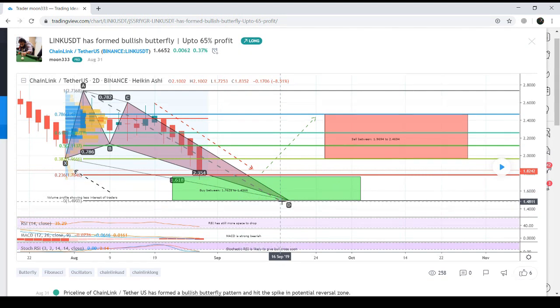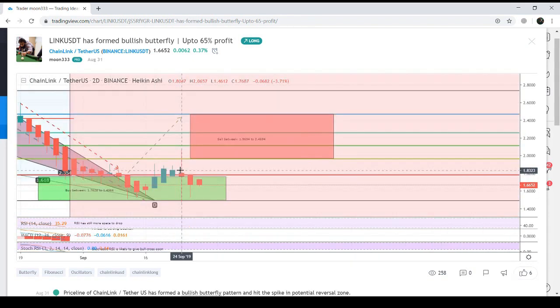1.618 Fibonacci. When I posted the idea on 31st of August, the price action had already entered the potential reversal zone, and when I play the idea, you can see the price action completely entered the potential reversal zone, and after taking the bullish divergence, the price action hit the sell zone and produced more than 35% profit, and again the price action dropped.